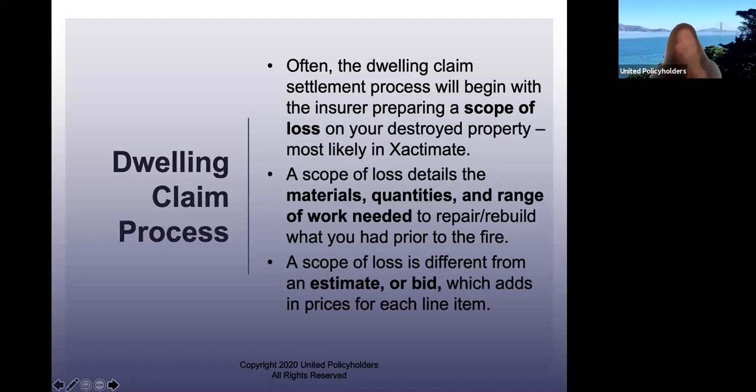Okay, so let's get into the estimating part. Sorry, why it's so dark today. Try raising it up here.